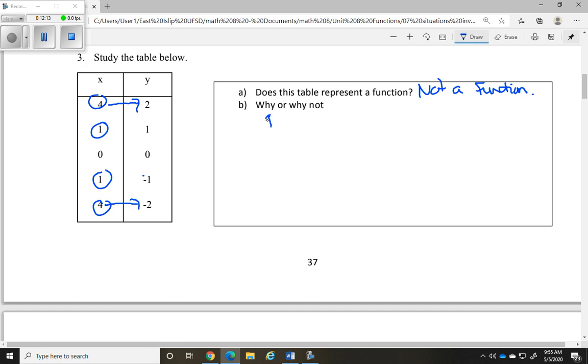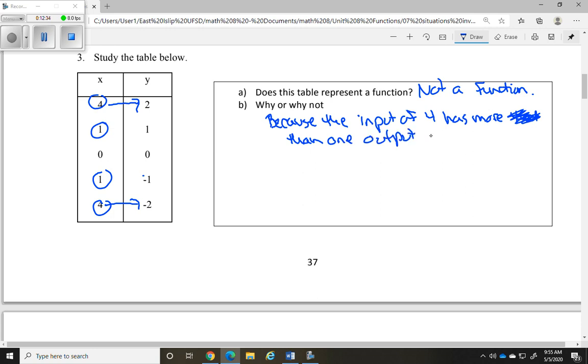And I'm going to say that because the input of 4 has more than one output, and the input of 1 also has more than one output. As long as you find one thing with more than one output, it's already not a function.